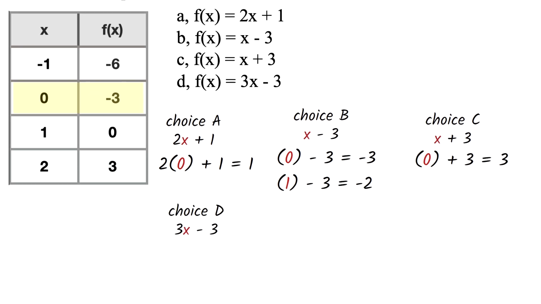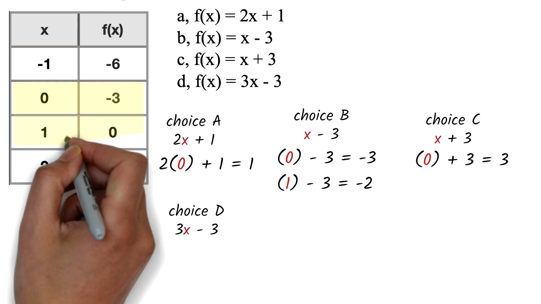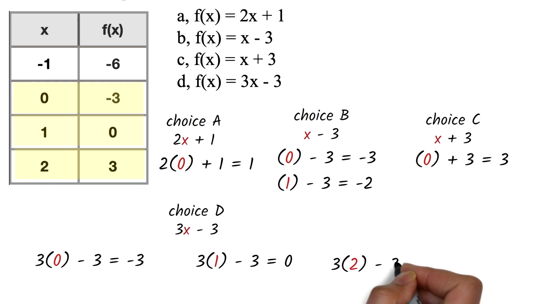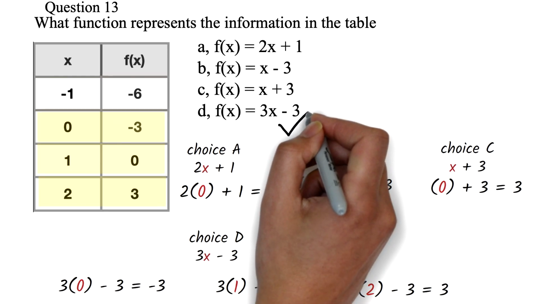Let's confirm. Let's replace x with 0. We have 3 times 0 minus 3 equals -3 as expected. We try 1. We have 3 times 1 minus 3 equals 0 as expected. Then we try 2. We have 3 times 2 minus 3 equals 3 as expected. So D is definitely the answer.